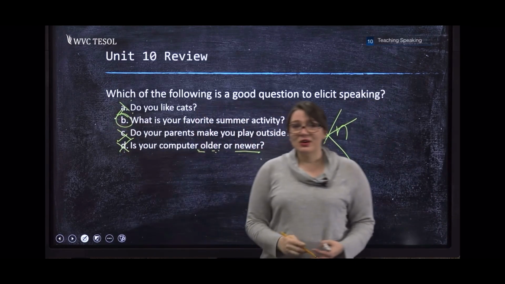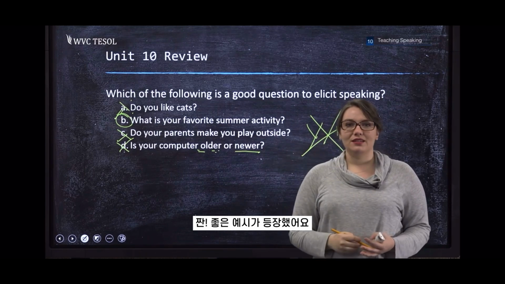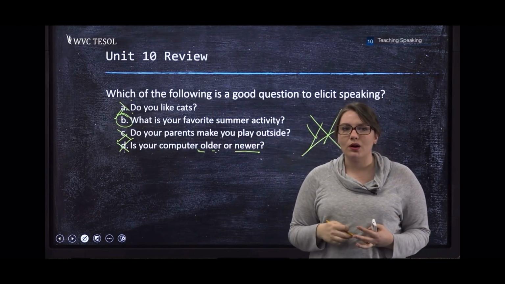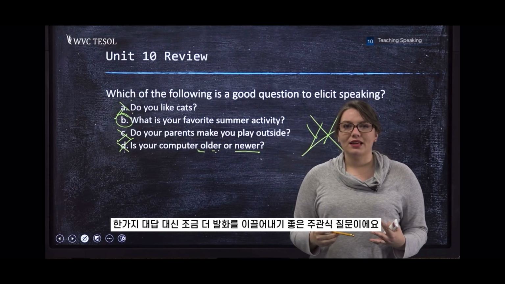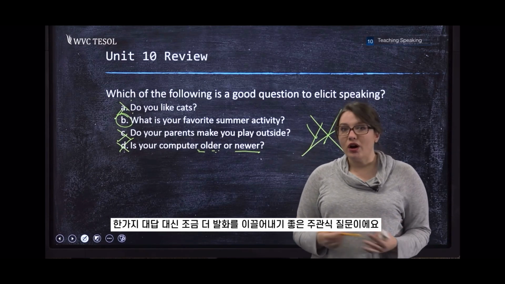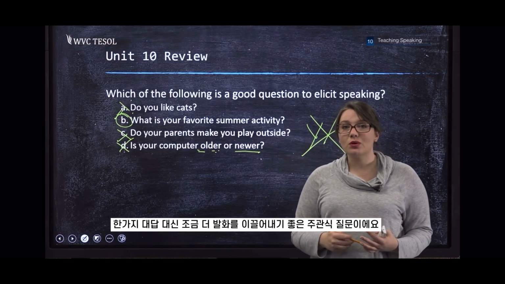However, what is your favorite summer activity? That's asking for a little bit more, saying, I like swimming in the pool, or I like walking outside, and then you can elicit even more information.